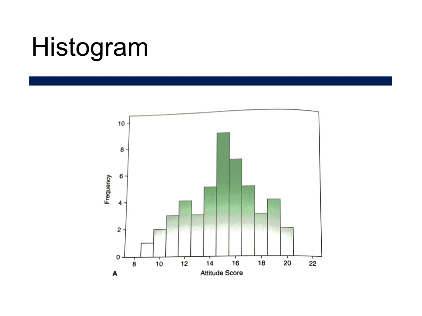On a histogram, the frequency is plotted on the y-axis, and the variable being measured is typically plotted on the x-axis. So frequency is the y, and attitude score is the x-axis.